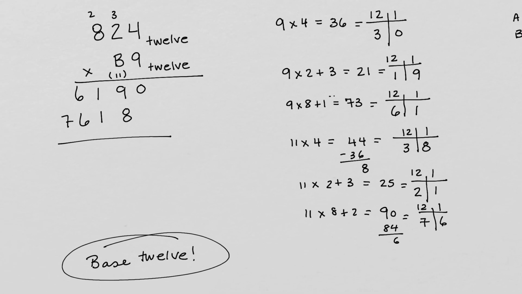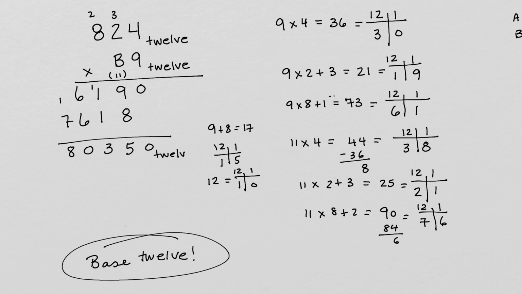All right, so now I'm going to add, and I get 0, 9, and 8 makes 17, which in base 12 is one group of 12 and 5 left over. So I bring down a 5 and carry the 1, and then I have 1 and 1 and 1, which is 3. 6 and 6 makes 12. Since we're in base 12, that is one group of 12 and 0 left over. And then 9 and 8 make, 7 and 1 make 8. Okay, so we have 80350, base 12 is my final answer there. And that's how you do those problems.